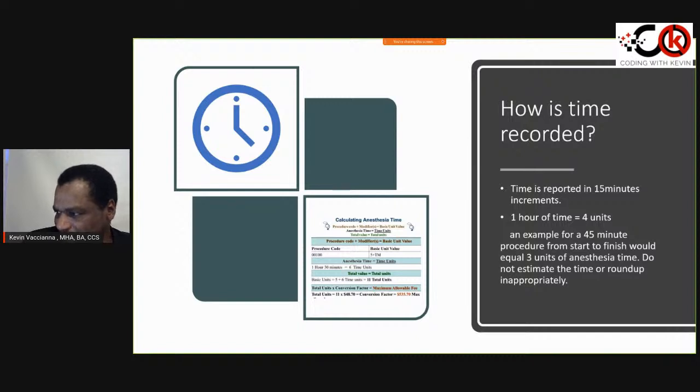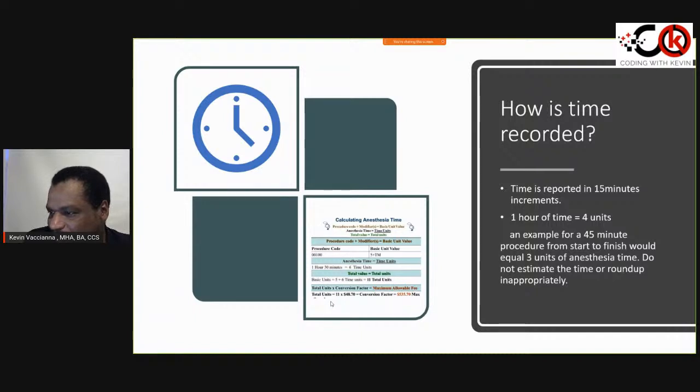So do not estimate the time or round up inappropriately. So 1 hour and 30 minutes in the scenario that we're looking at here is equal to 6 time units. So the calculation would read base units equal 5 plus 6 time units equals 11 total units. And there you have your Medicare reimbursement rate. Notice we did not include physical status modifier in here. So this is a Medicare reimbursement tool.